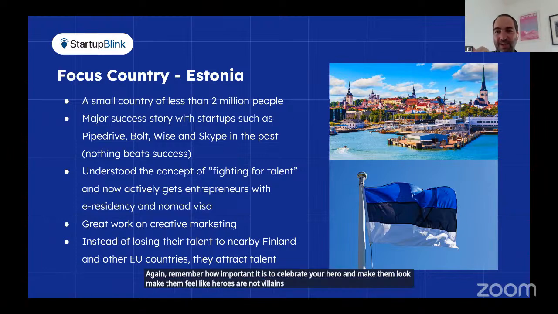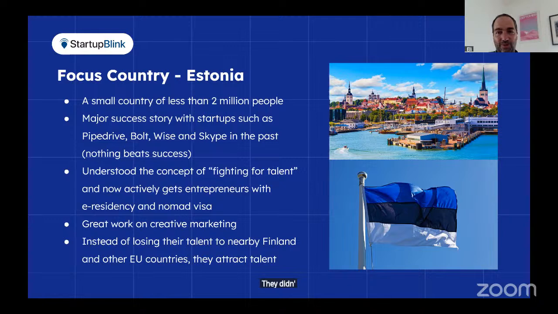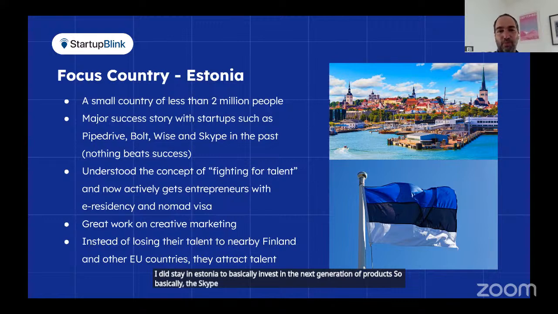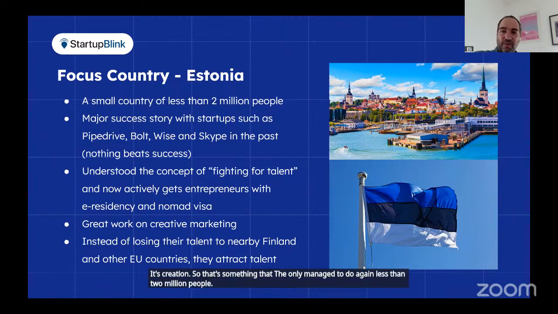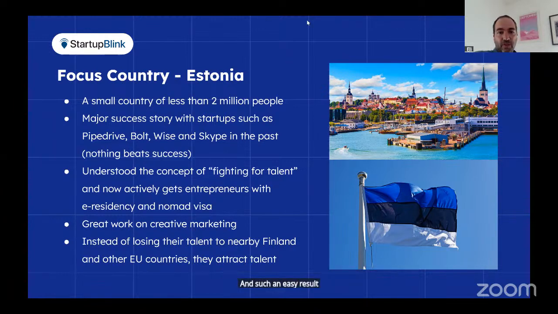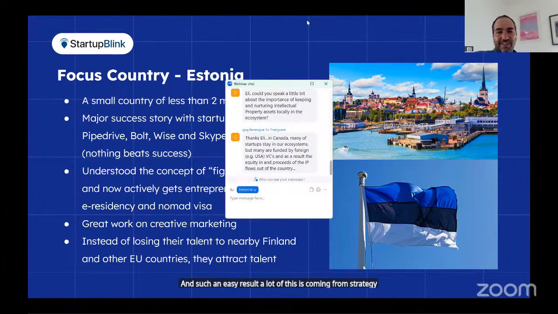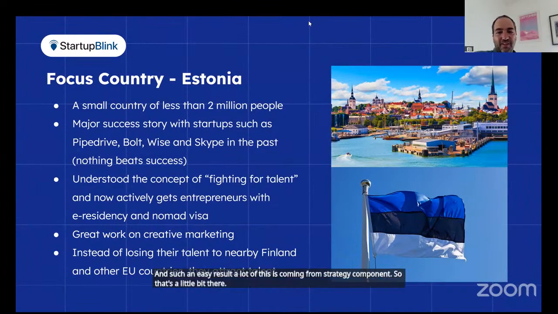So those guys, when they made an exit, they didn't go to Sweden, they didn't go to the USA, they didn't go to Hawaii, they stayed in Estonia to invest in the next generation of startups. So the Skype people invested, if I'm not mistaken, in Pipedrive, in Bolt, in Wise, and so on. That's what an ecosystem that celebrates entrepreneurs is creating. That's something that Estonia managed to do against all odds. Again, less than 2 million people and such amazing results. A lot of it is coming from strategy and from policy.